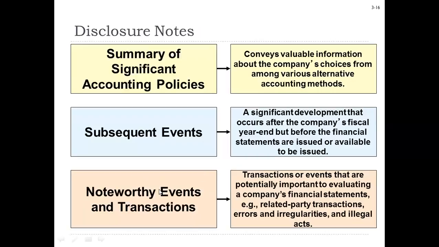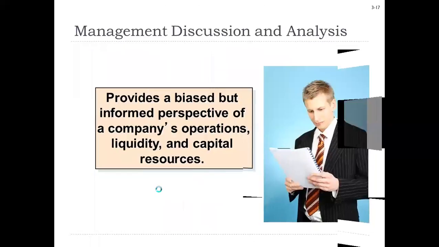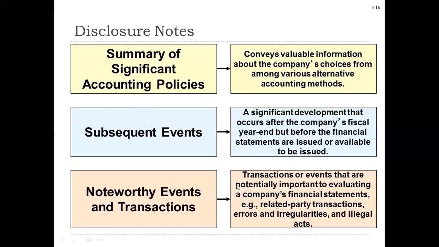And then noteworthy events and transactions. These are any other transactions or events that are of importance to somebody reading the financial statement. There's a bunch of different kinds of things that could be disclosed, but anything that the reader of a financial statement would find important should be indicated here in the disclosure notes section after subsequent events, basically.